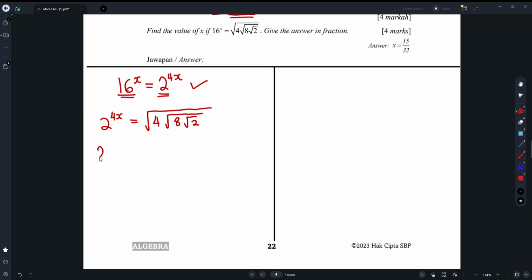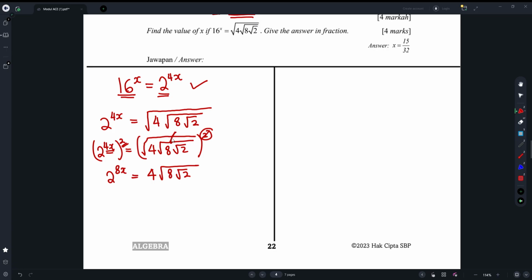So what I'm going to do here is that I'm going to square both sides. So when I square both sides, what will happen? As you can see, this is the equation that we have right now. We're just going to apply this square on both sides. So when I apply square, this 4x will be multiplied by 2. So it becomes 8x. And then this square and square root will eliminate each other. So I'll end up leaving with 4, square root 8, and square root 2. Remember, when I square, only the outermost square root will disappear. The inside square root will still remain.